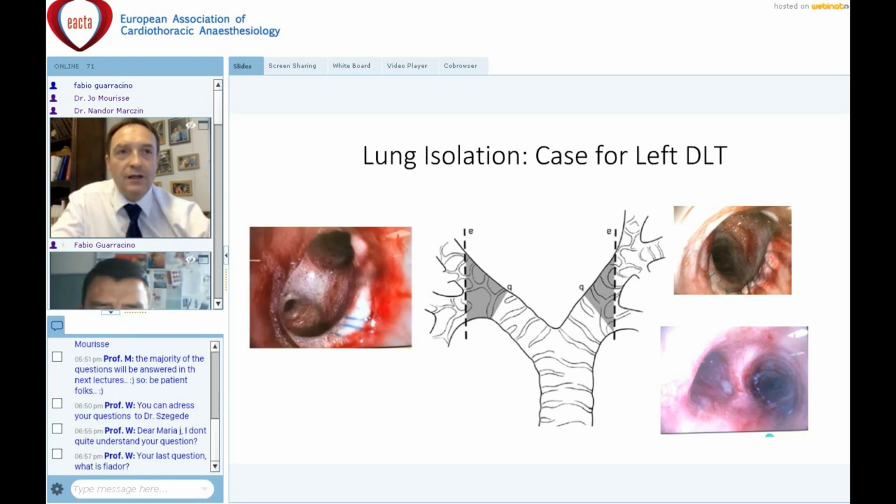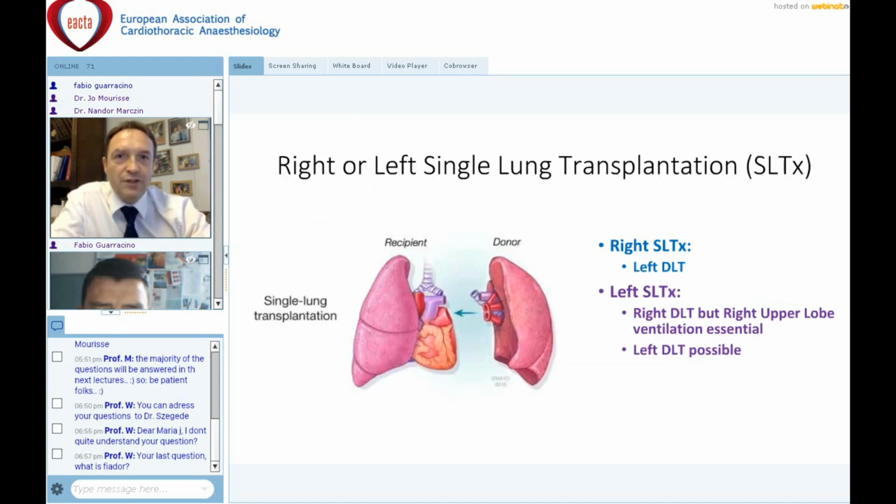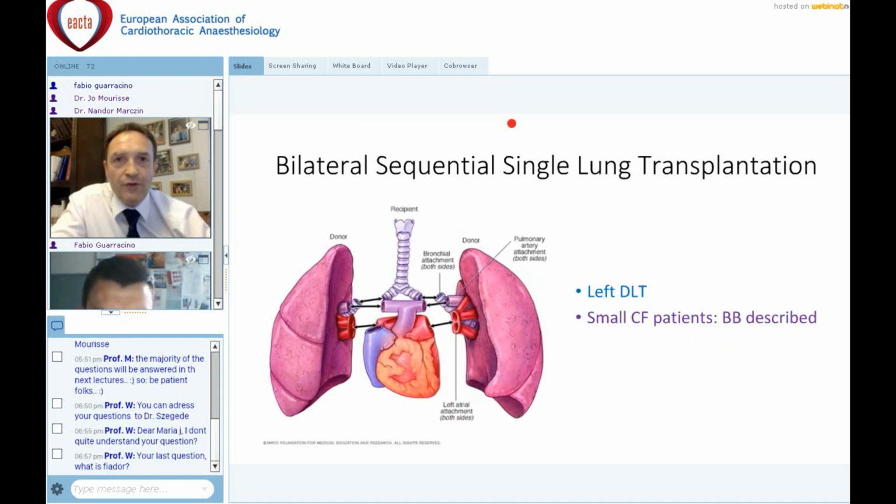Accordingly, in left-sided single lung transplantation, the left double lumen tube is the preferred choice. For right-sided single lung transplantation, however, a right-sided device could be considered. However, here we have the problem of right upper lobe ventilation, which is essential due to the severity of the reduced lung function. Hence, in this scenario, a left-sided double lumen tube is still possible and perhaps one of the safer options. Based on these considerations, for bilateral sequential lung transplantation, the left double lumen tube is the preferred choice for lung isolation.